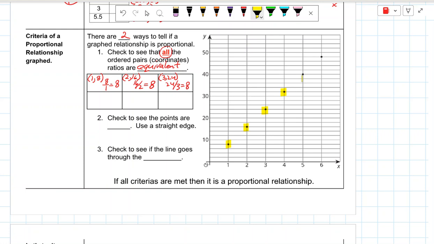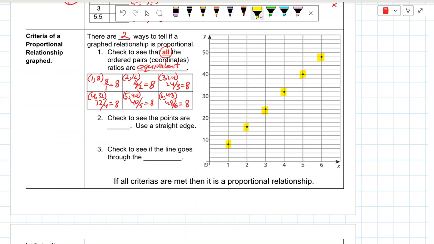And we work our way all the way to every point that is listed on the graph. Our next one is 4, 32. So 32 divided by 4 is 8. Our next one is 5, 40. And 40 divided by 5 is 8. And our last one is 6, 48. And that's 48 divided by 6 is also 8.